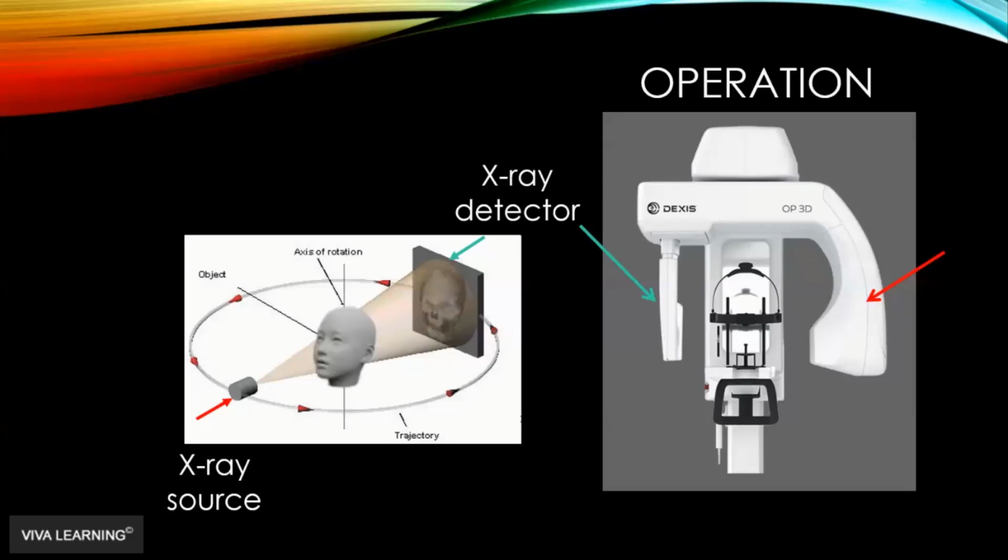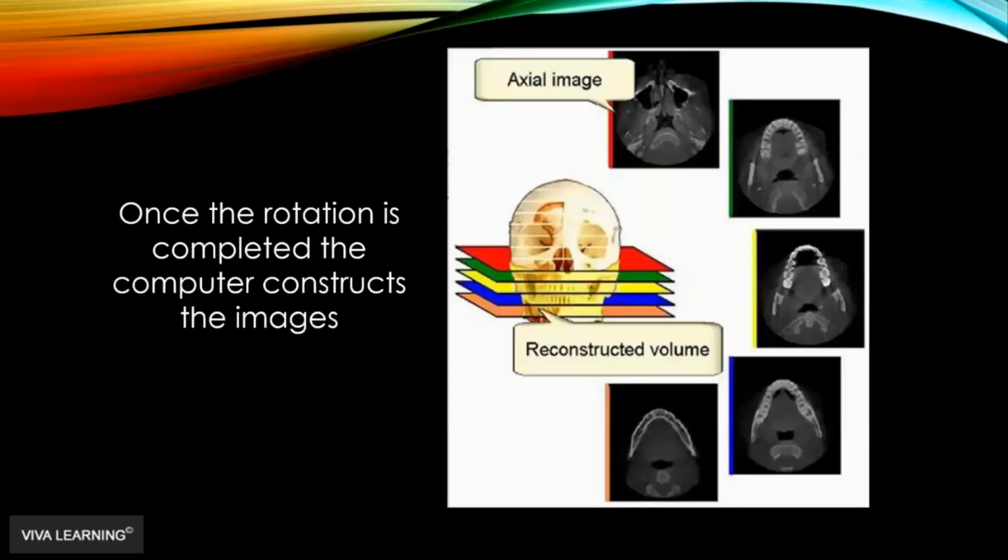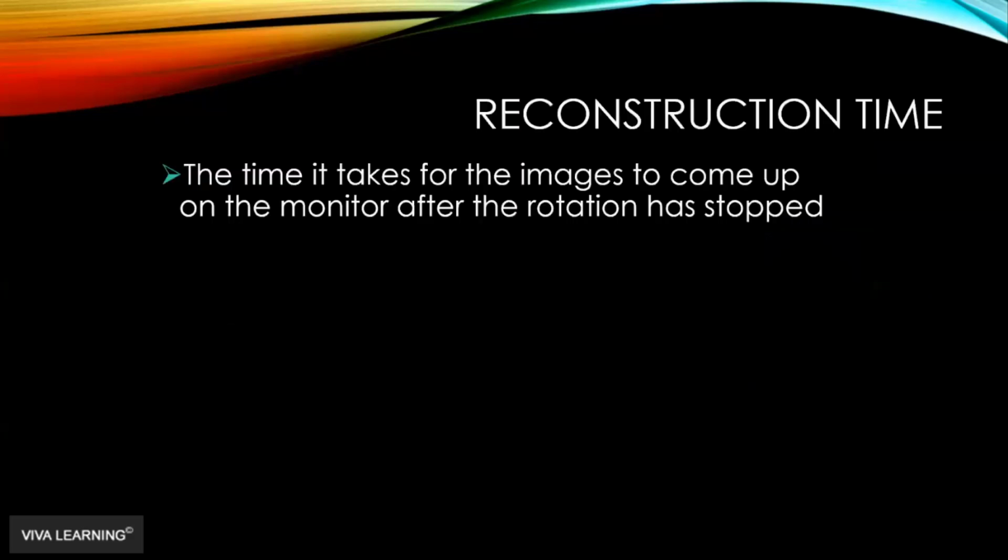And as the machine rotates around the patient's head, it's acquiring a whole series of what we call basis images. And those basis images are basically two-dimensional images, which after the rotation has stopped and we release the X-ray button, the computer then uses its algorithms to take those images and form a volume. So once the rotation stopped, the computer reconstructs all of these images and gives us a volume.